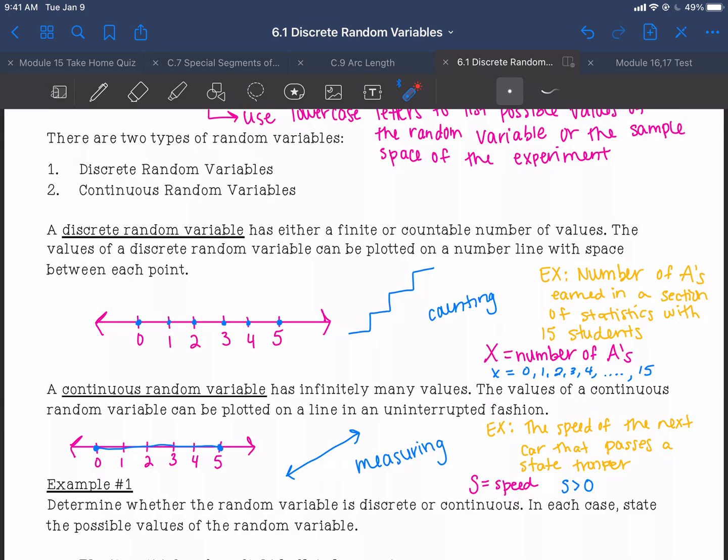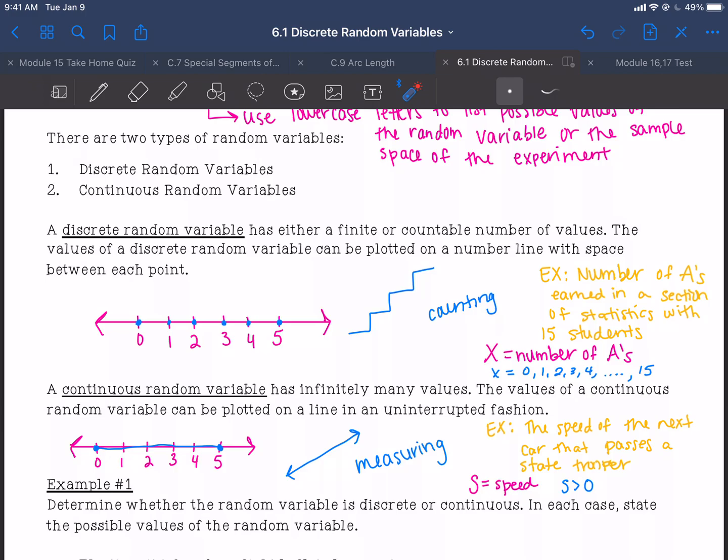So an example here is the number of A's earned in a section of statistics with 15 students. So our random variable capital X would represent the number of A's, and then lowercase x could be 0, 1, 2, 3, all the way up to 15, all 15 students having A's.